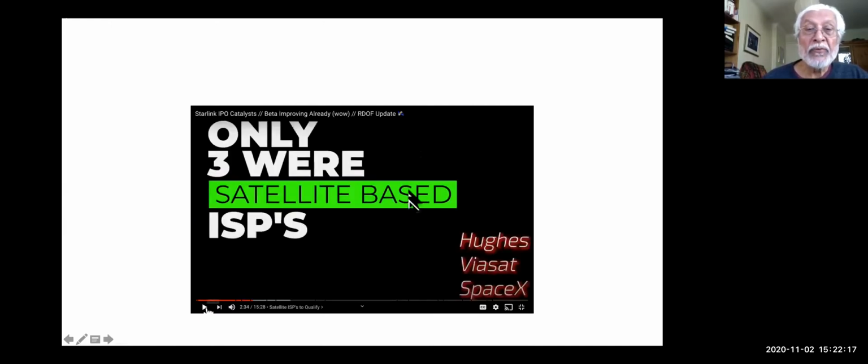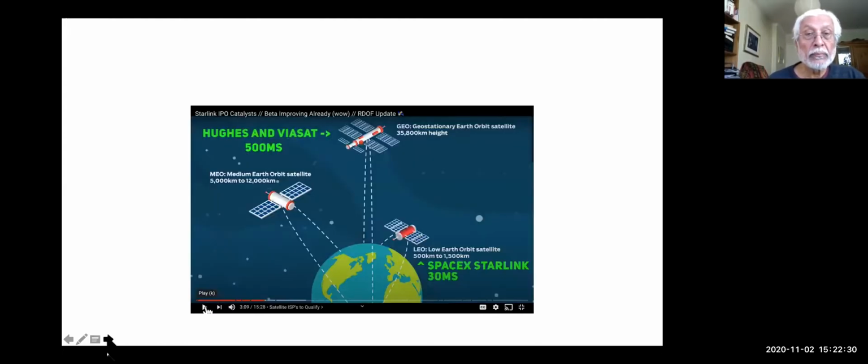Right, at the moment we've got only 3 satellite-based ISPs. One is Hughes, the other one is Viasat, and the third one is SpaceX. Now these are the ones that are doing the geocentric ones. You can see the additional information here is that you've got a latency which is quite high, and here in this case it's instantaneous.